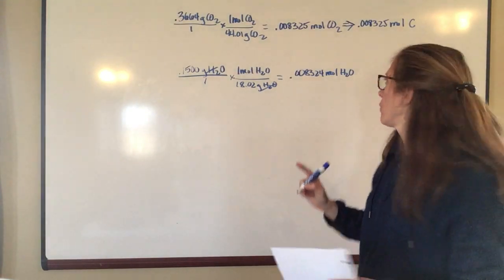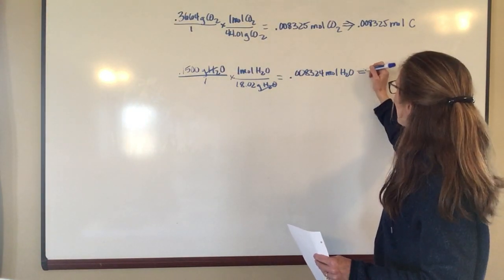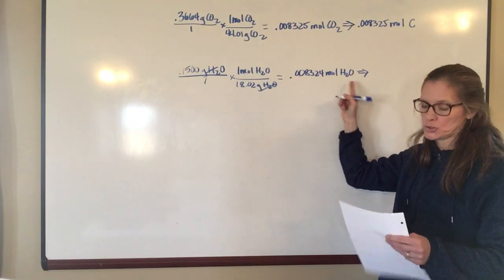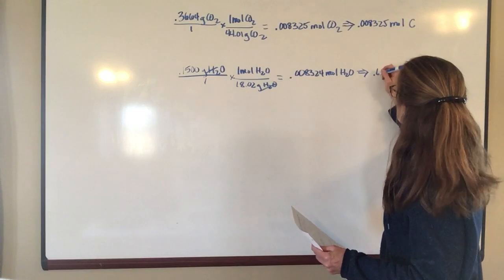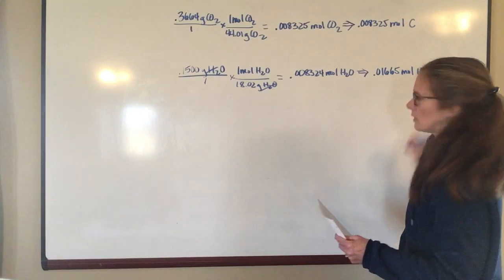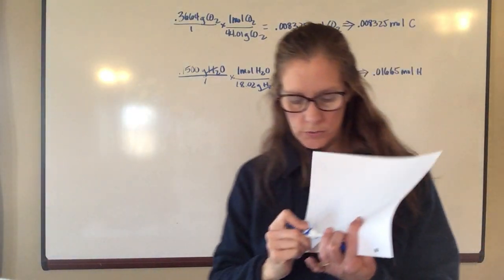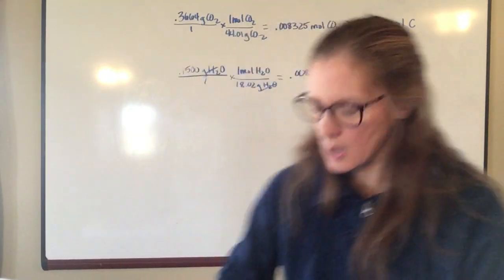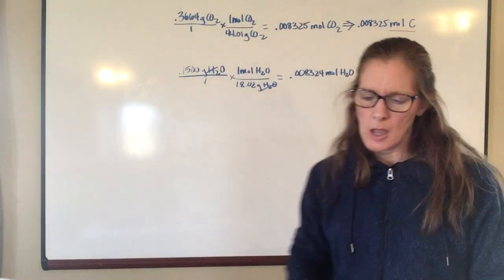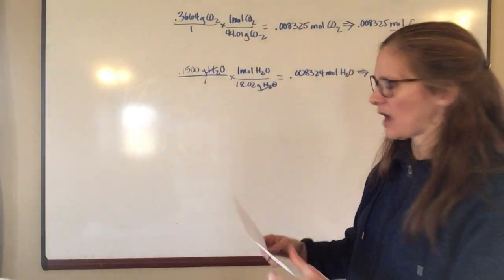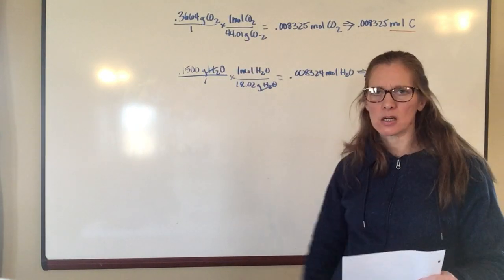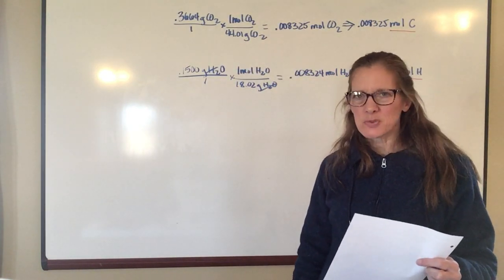And like we said before, if I have this many moles of water, I have twice as many moles of hydrogen because this subscript of 2 tells me it's a 2-to-1 ratio. So I'm going to have 0.01665 moles of hydrogen. Okay, so far I have my moles of carbon and I have my moles of hydrogen. But my oxygen ended up in 2 different places. Part of it's here and part of it's here.